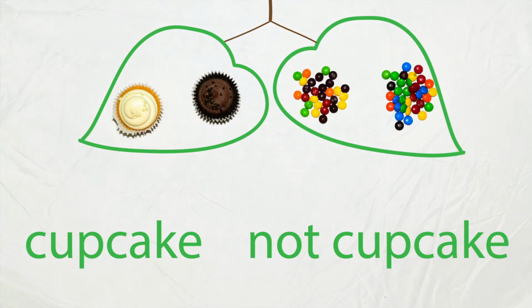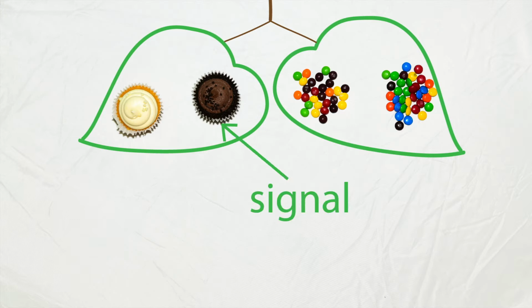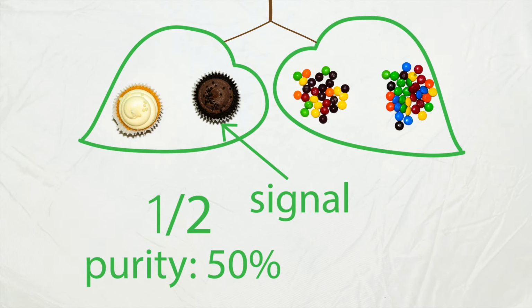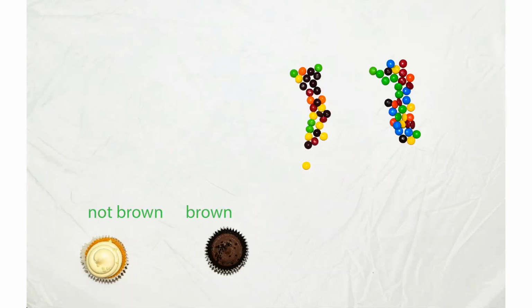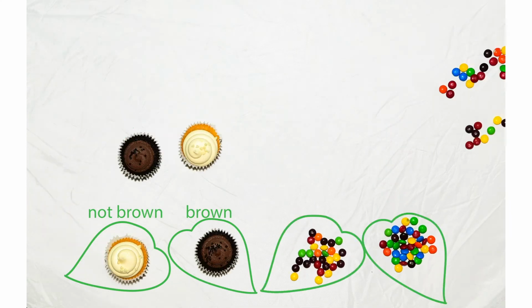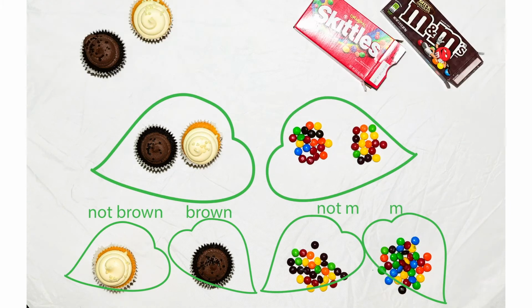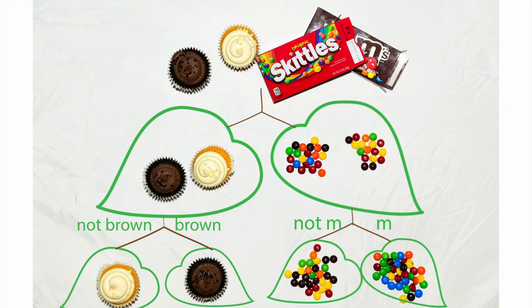You can calculate the purity of a leaf by dividing the number of signal by the total number of events. Here, we have 1 out of 2, or a purity of 50%. Purities are what we use to measure how good a decision tree is. We can use color to narrow down this leaf, but not the other. Instead, we use the letter painted on the candy. This is a tree with 3 branches, or nodes, and 4 leaves, with the following purities. This is an excellent decision tree.